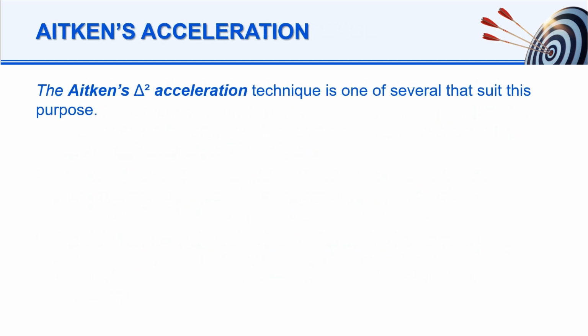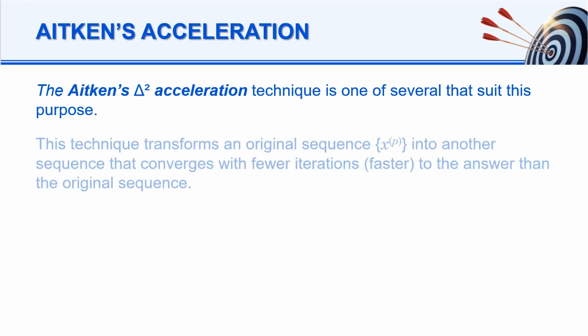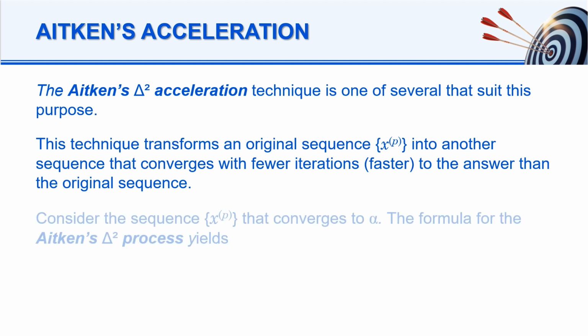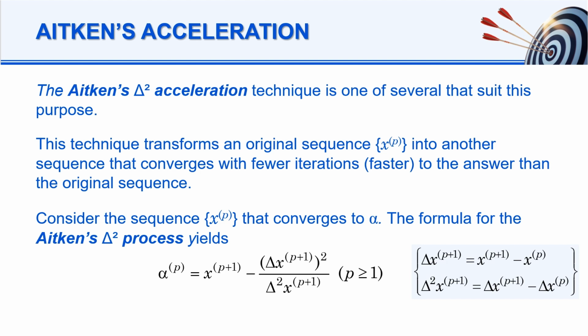Aitken's delta-squared acceleration technique is one of several that suit this purpose. This technique transforms an original sequence, x_p, into another sequence that converges with fewer iterations, faster, to the answer than the original sequence. Consider the sequence x that converges to alpha. The formula for Aitken's delta-squared process yields the following, which generates alpha_p using x_{p-1}, x_p, and x_{p+1}.